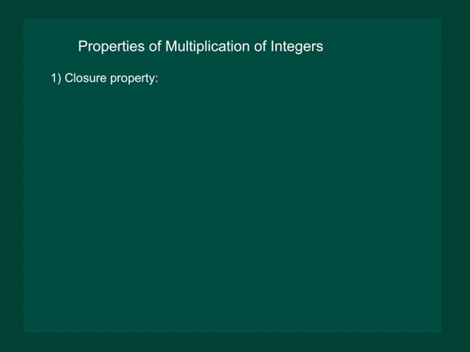We will quickly go through the properties of multiplication of integers. We start with the closure property. If we take any two integers, say minus 20, and multiply it with another integer, we get the product as another integer. That means on multiplying two integers, we get an integer.